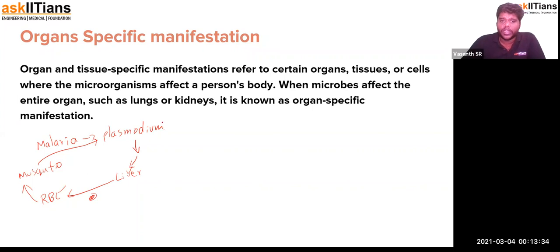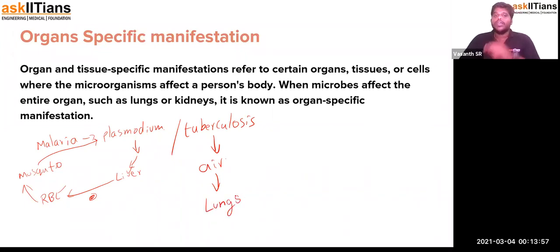When it comes to tuberculosis, it gets comfortable because the mode of transmission of tuberculosis bacteria is through air. So the main passage through which it can enter is the air passage, and it will enter into the lungs and infect the lungs. So this is the organ and tissue specific manifestation that is found in most diseases. Most diseases have their own specificity where they get infected. This is what is called organ specific manifestation.